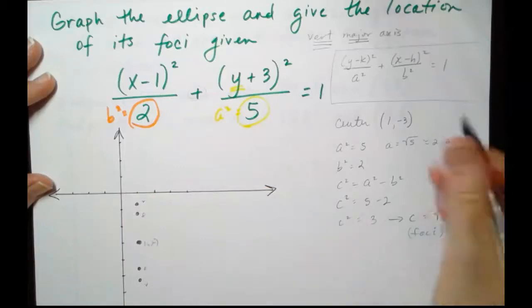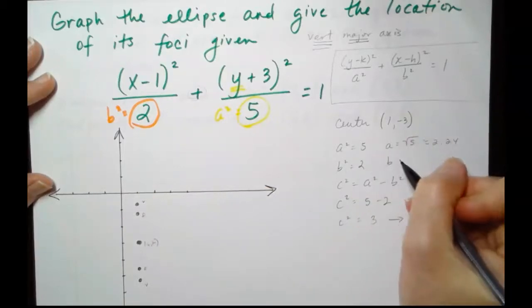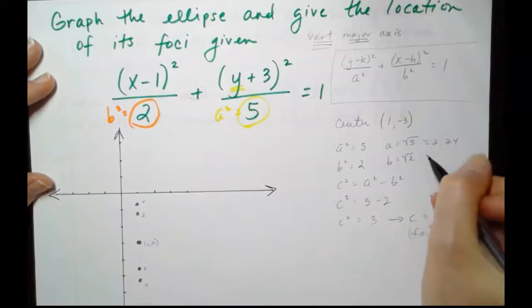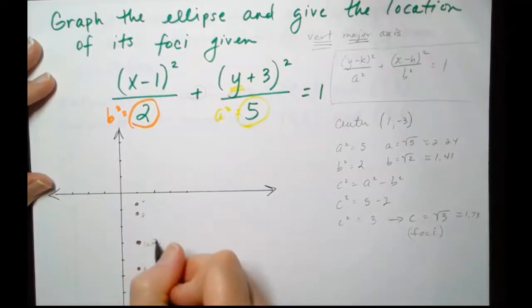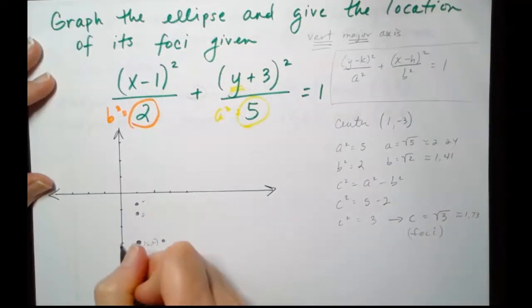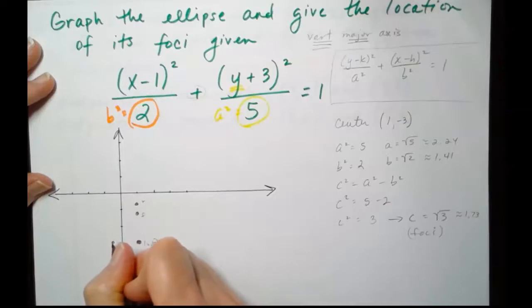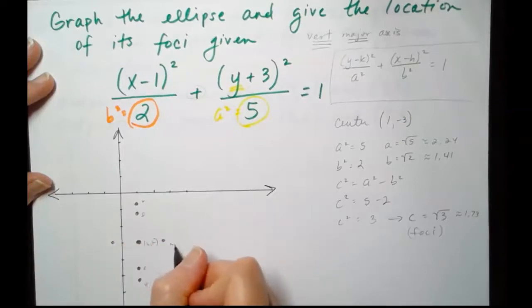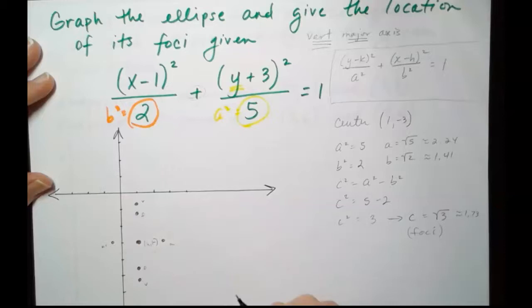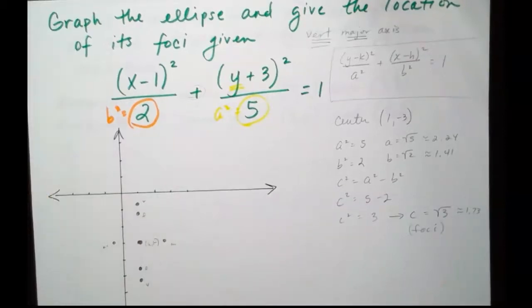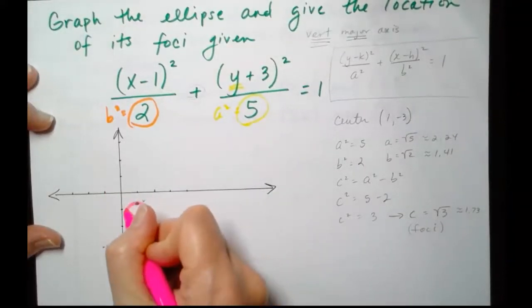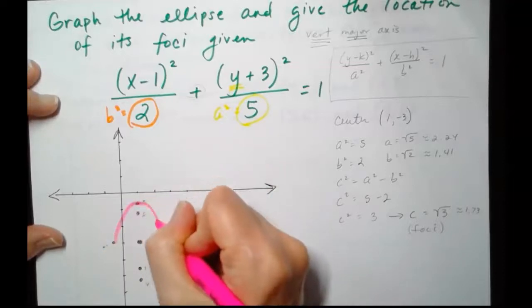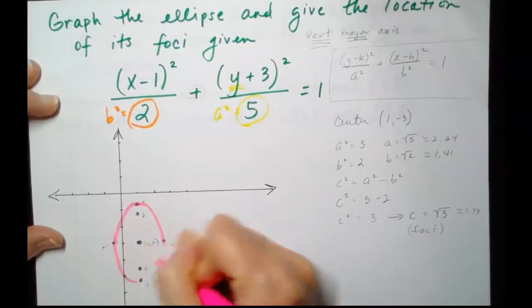Our minor axis, so b squared is 2, therefore b is square root 2, and the square root of 2 is 1.41. So 1 and some change, 1 and some change, so that is a minor vertex, and that is a minor vertex. So here's what our ellipse is looking like. Draw it in pink. Remember, it's got a nice curve. This one is a bit more elongated.